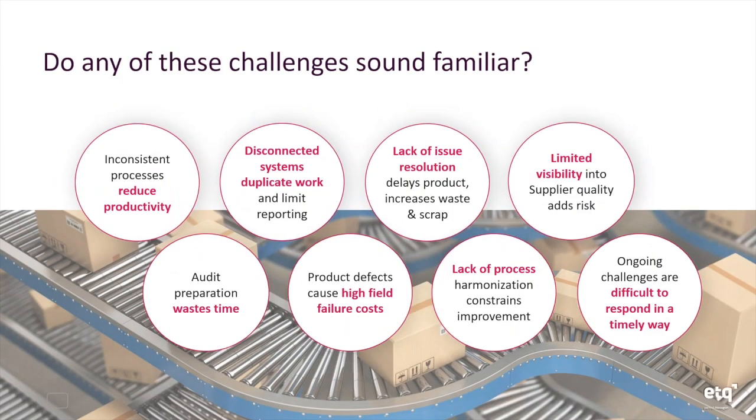The challenges are common across so many organizations. Inconsistent processes destroy productivity and create friction. And I know all the Lean Six Sigma people out there know that where there's friction, there's waste. Disconnected systems and lack of harmonization create duplicate work and more wasted resources. And now more than ever, organizations rely on suppliers to provide so much of their value stream, and lack of visibility into supplier quality is a huge risk.